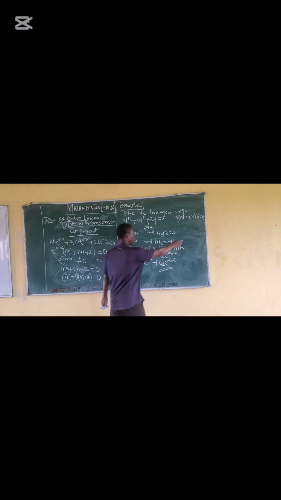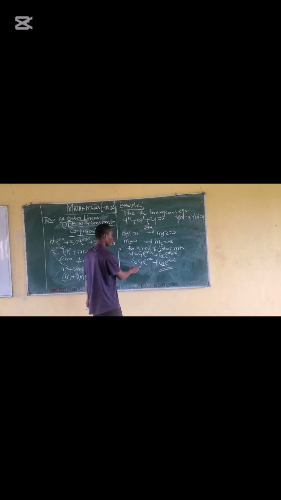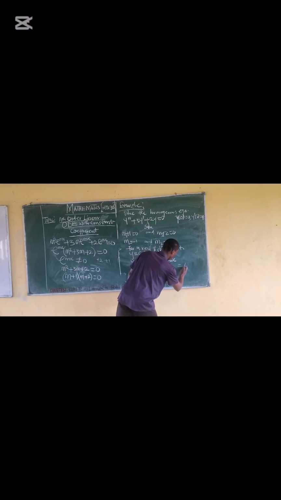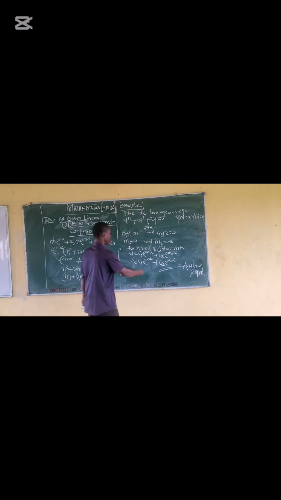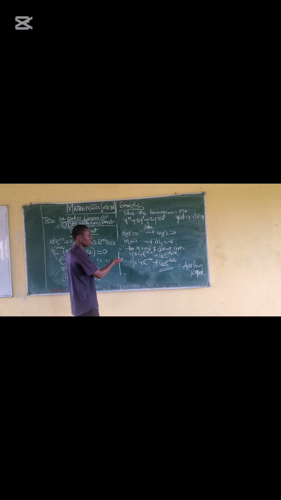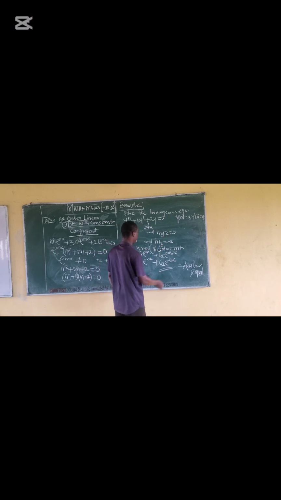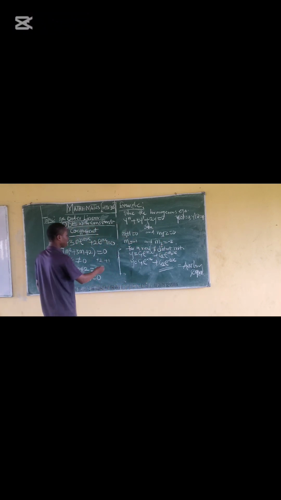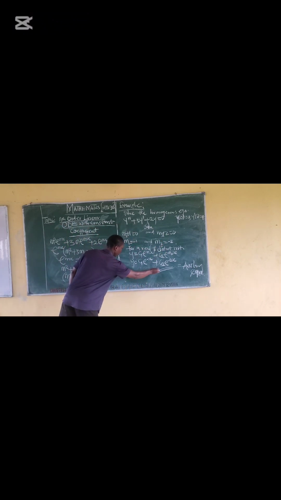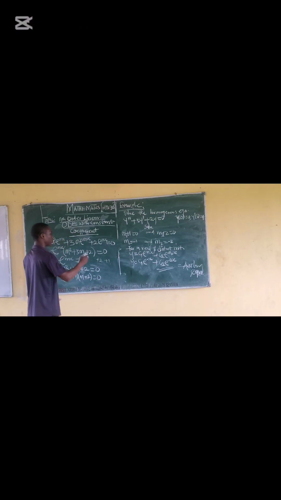But provided that this boundary condition is given, this is what we just call the auxiliary equation. With this auxiliary equation, you can now proceed to look for the particular solution. So the auxiliary equation is this. Let us go further by looking for the particular solution.